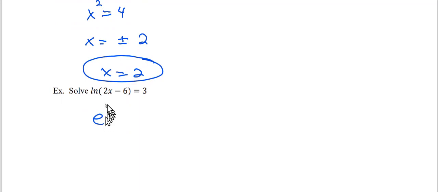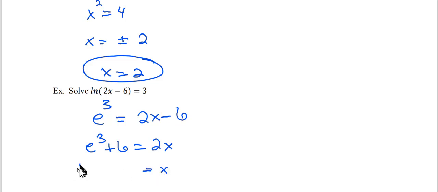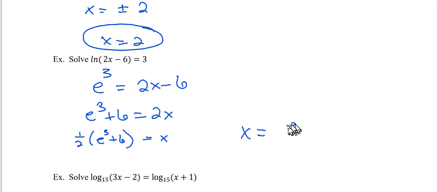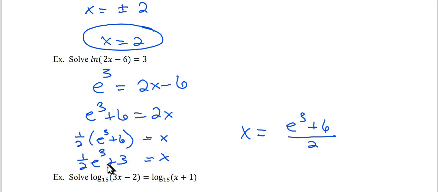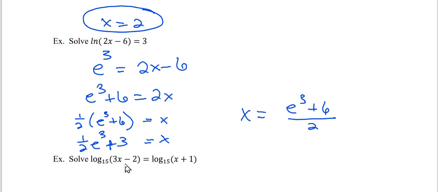Similarly here, our base is e. e to the third will equal 2x minus 6. Add 6 to both sides. Divide by 2 or multiply by 1/2, however you want to write it. You could write it like this, or of course, x equals (e to the third plus 6) over 2. Suppose you could distribute that into any of these three. Any of these three is an appropriate correct value for x.